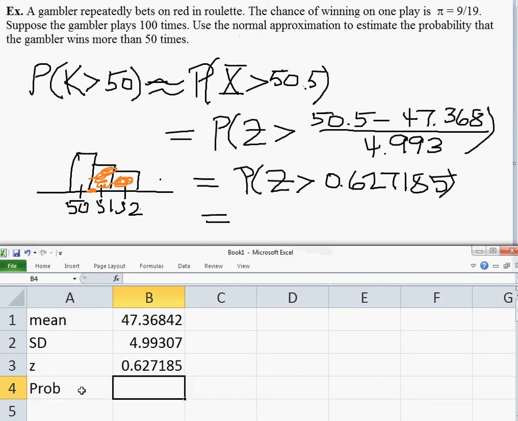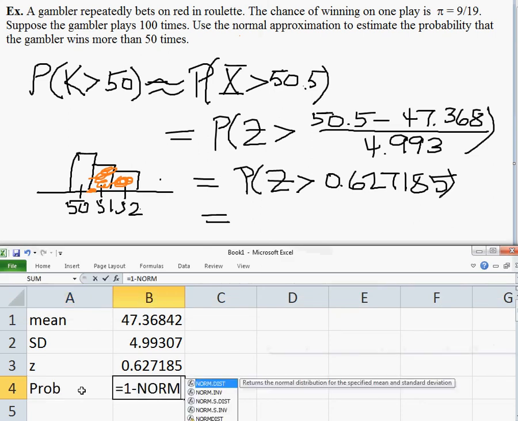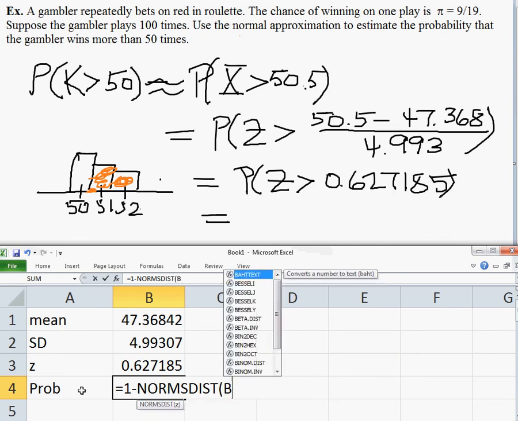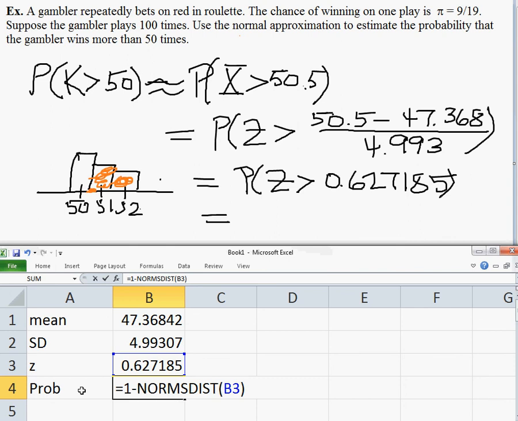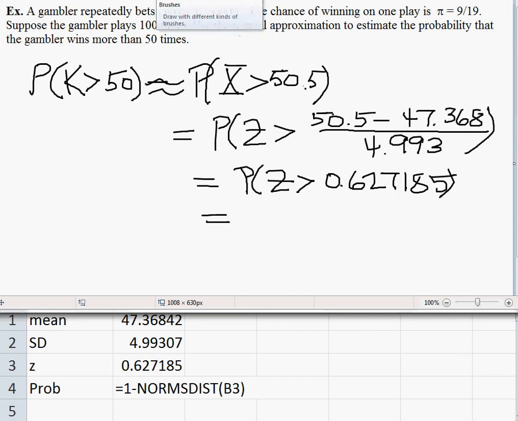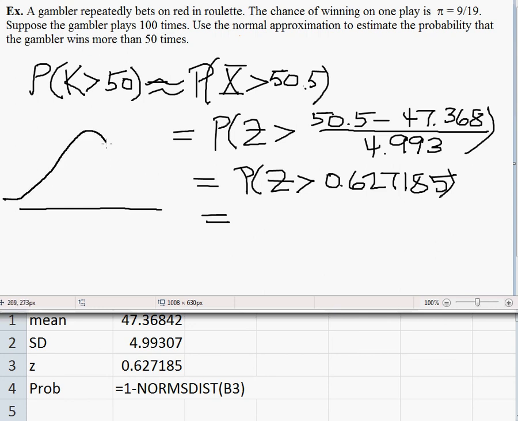So the probability of this event happening would be equal to 1 minus NORM.S.DIST of 0.627, let me just type in B3. To see the picture for this, let me get rid of this little cartoon here and draw what the picture looks like. We need to find the area to the right of 0.627.